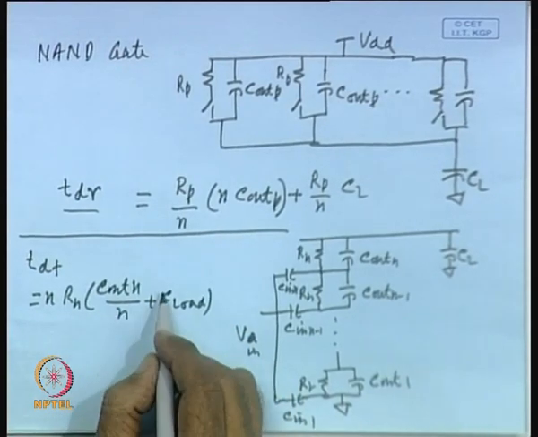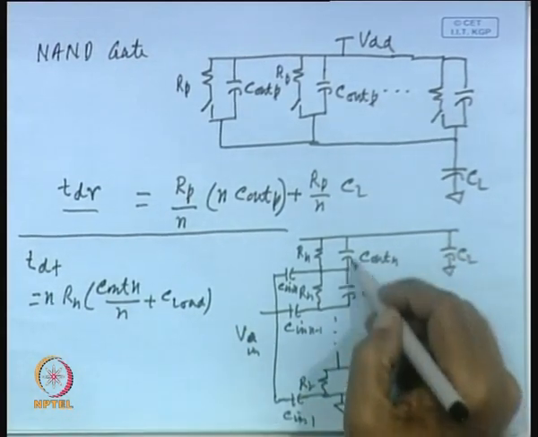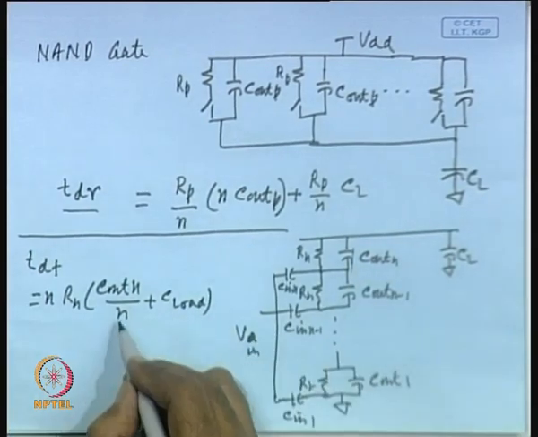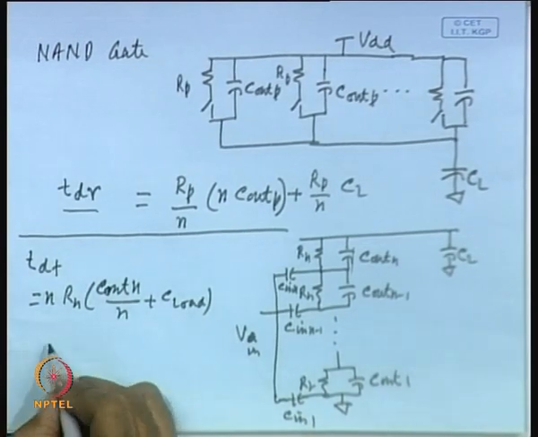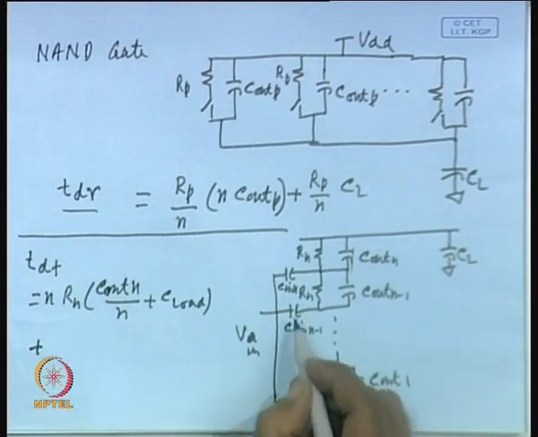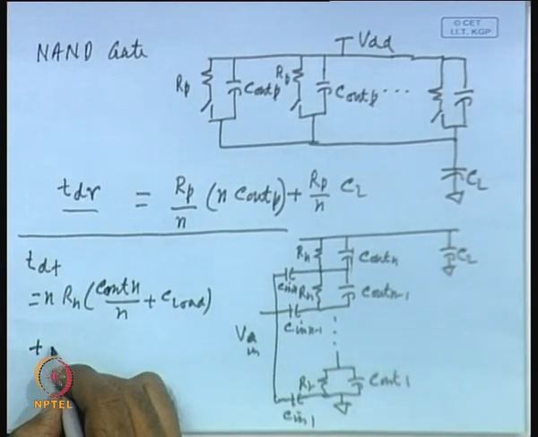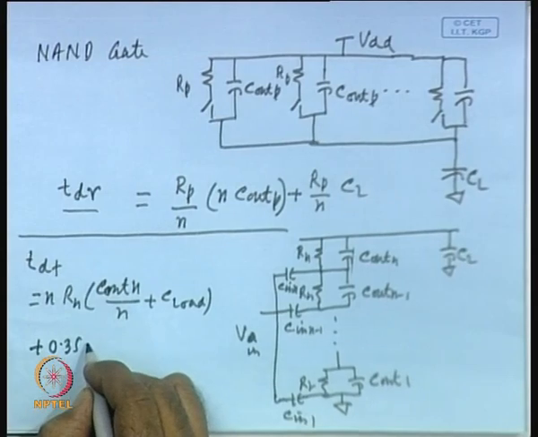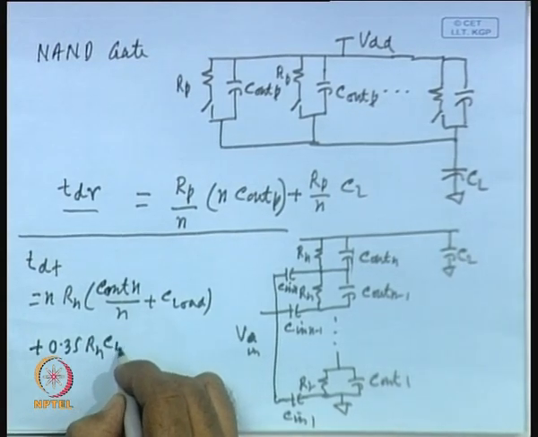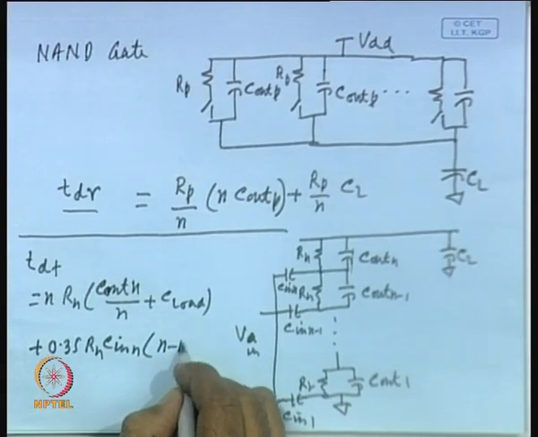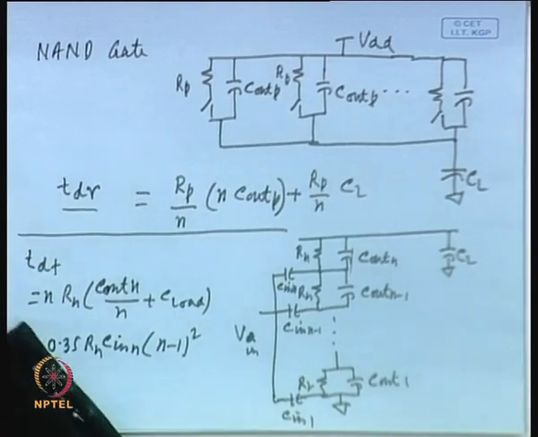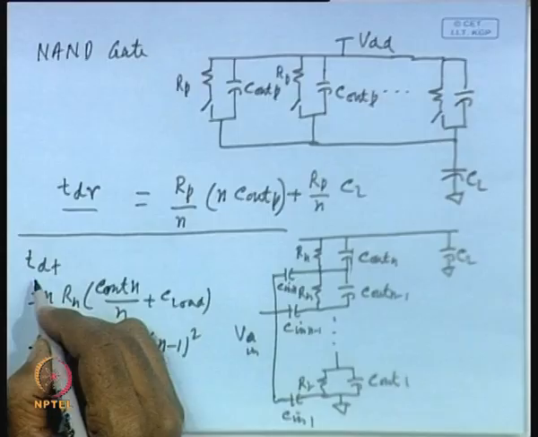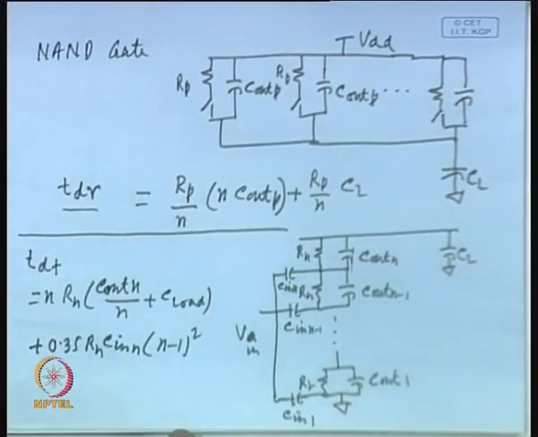These terms are essentially to charge the load capacitance and the output capacitances which are in series. Since they are in series, the equivalent capacitance is C out n by n. Another term is there for charging these input capacitances, and this value is 0.35 Rn C in n times n minus 1 squared. Again, this expression has been taken from the reference CMOS Circuit Design. So, the rise time and fall time can be represented by these expressions.